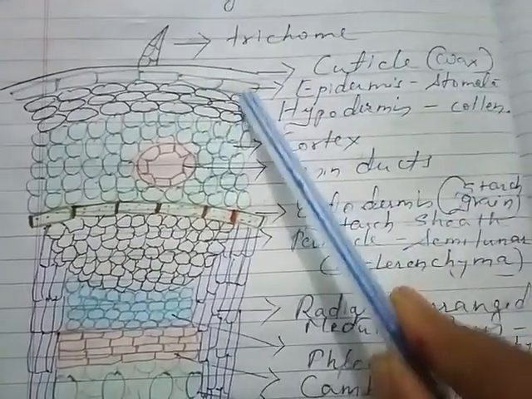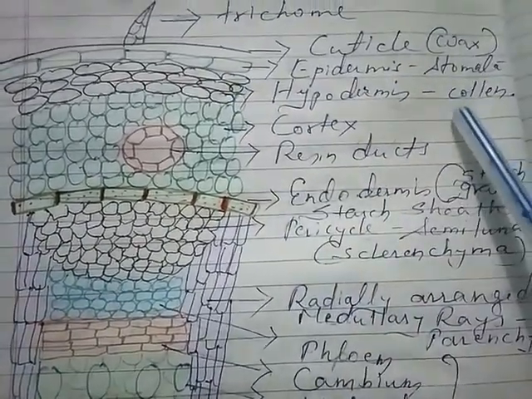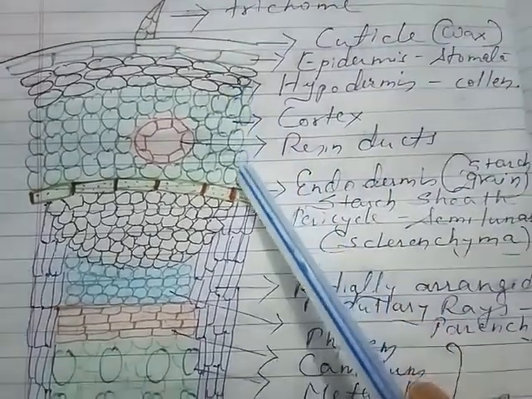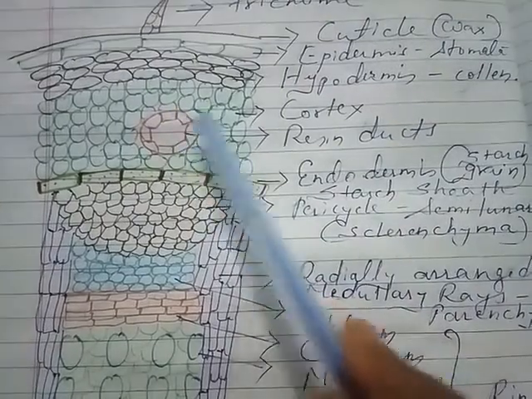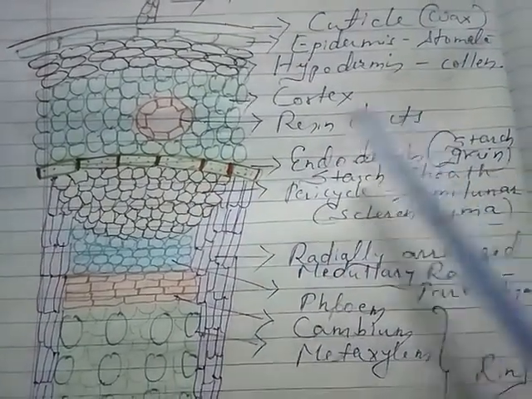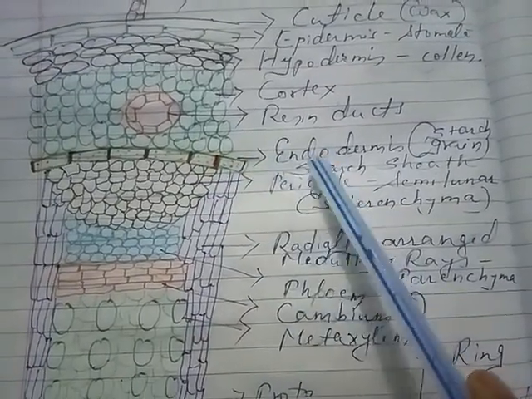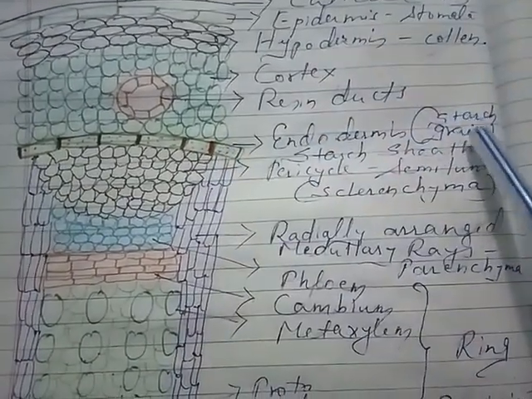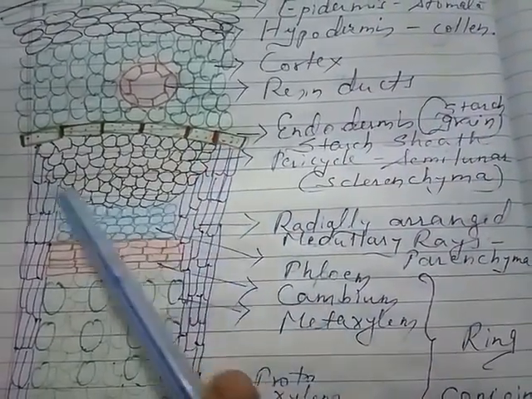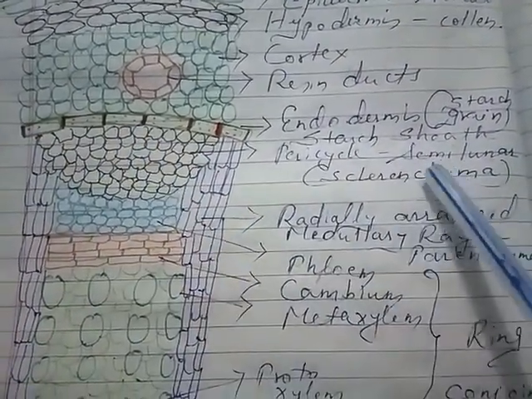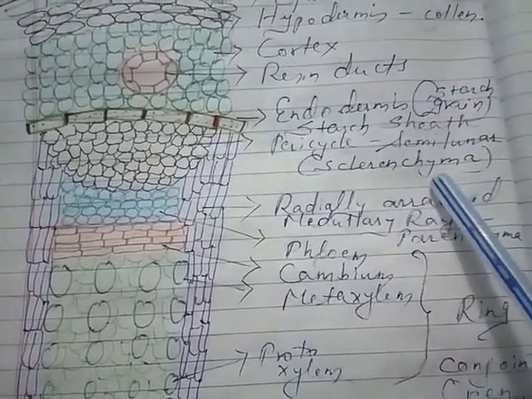Now the hypodermis, 2 to 3 layers, is present, made up of collenchyma. Then comes the cortex region, which is made up of parenchyma. In between you can see resin ducts, which secrete resin. Then comes the endodermis. In the dicot stem, the endodermis stores starch grains, so it is also called the starch sheath. Next comes the pericycle. Here the pericycle is present in the form of semilunar patches, and it is made up of sclerenchyma.